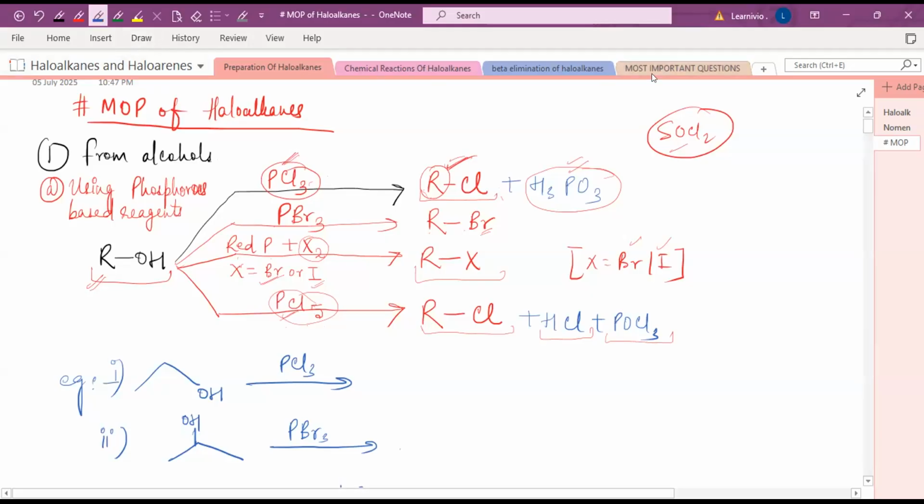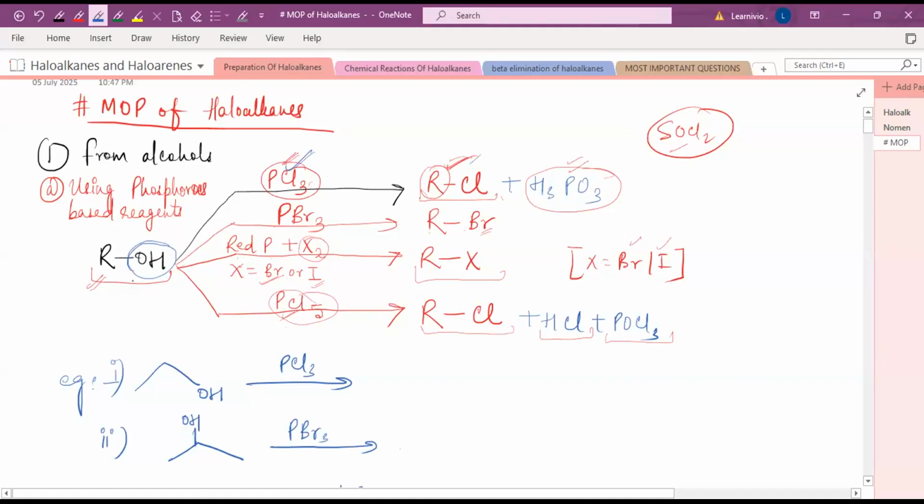Just remember that from alcohols you can prepare haloalkanes. What you are supposed to do is replace the OH group by your halogen group. So when you are using PCl3, just remove this OH group and attach the Cl group over here. You will get your RCl, and the byproduct in the case of PCl3 is H3PO3.